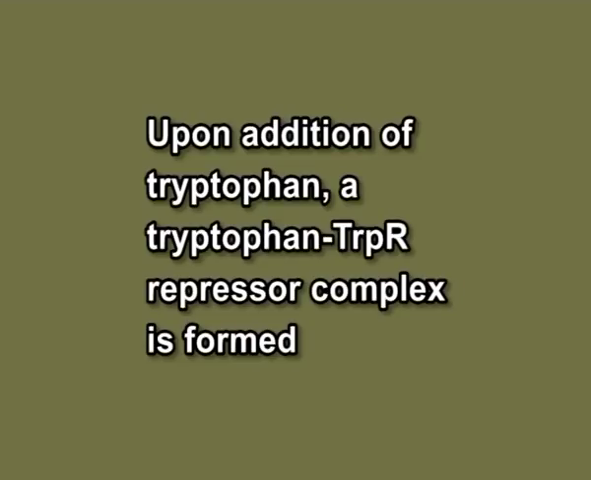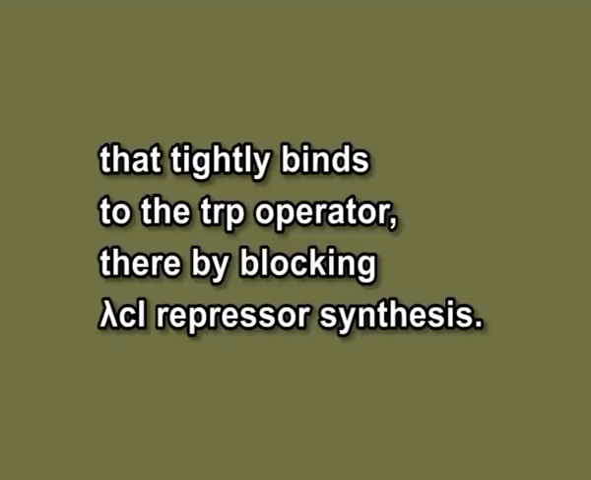In the absence of tryptophan, this promoter is always on and the lambda CI is continuously produced. Upon addition of tryptophan, a tryptophan TRP-R repressor complex is formed that tightly binds to the TRP operator, thereby blocking lambda CI repressor synthesis.